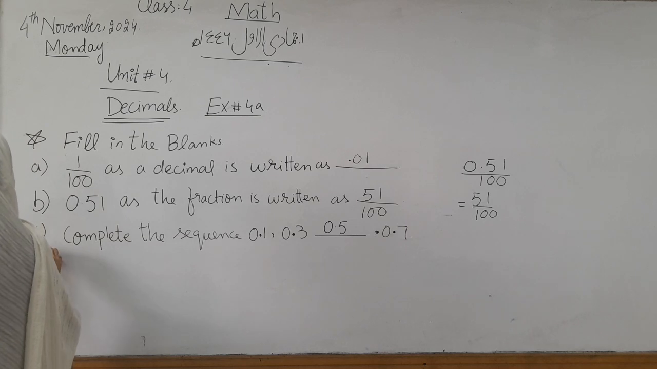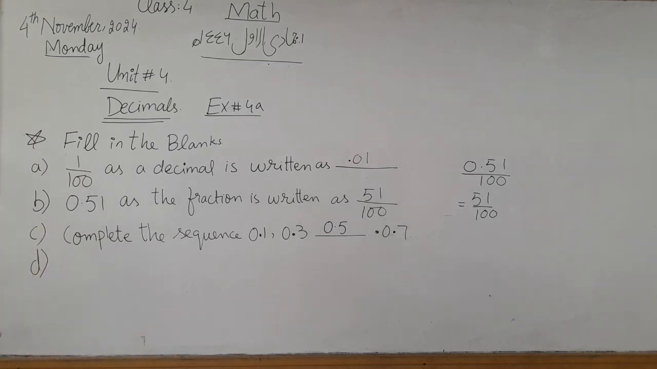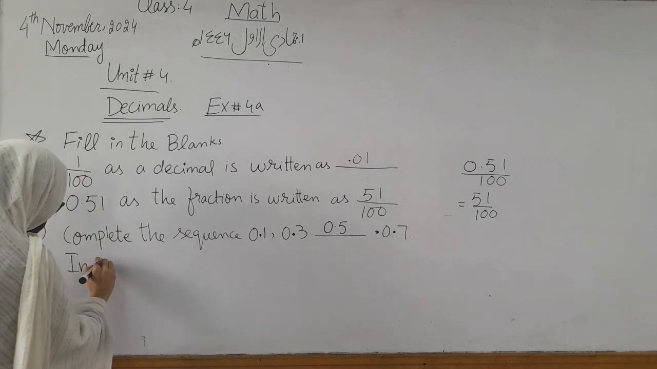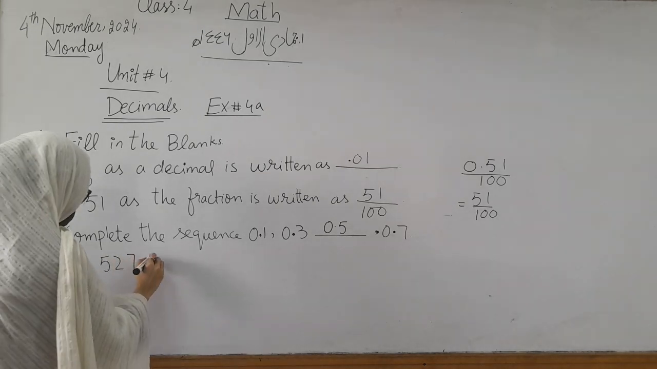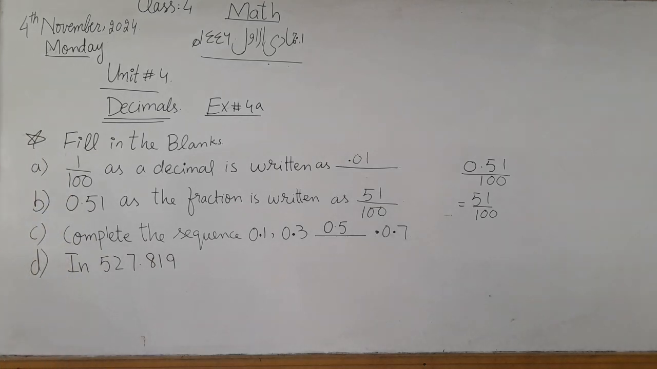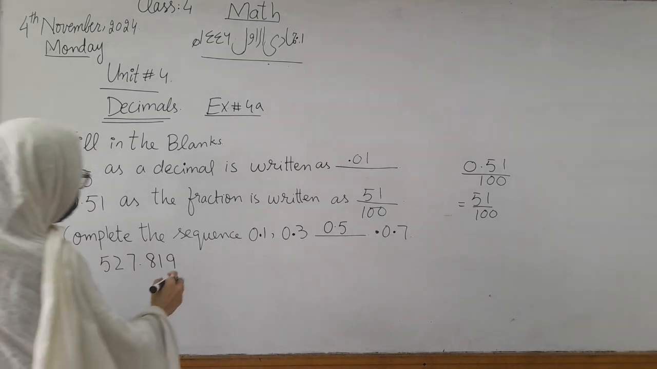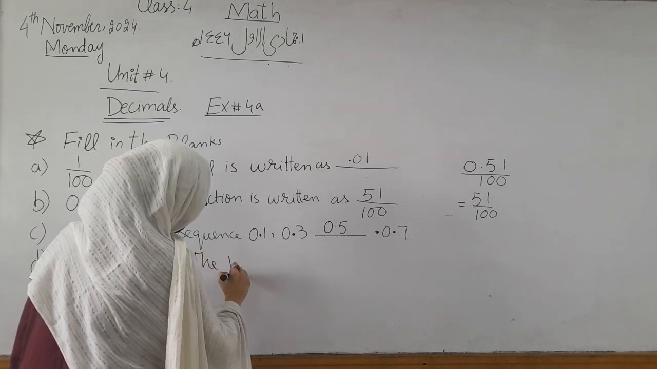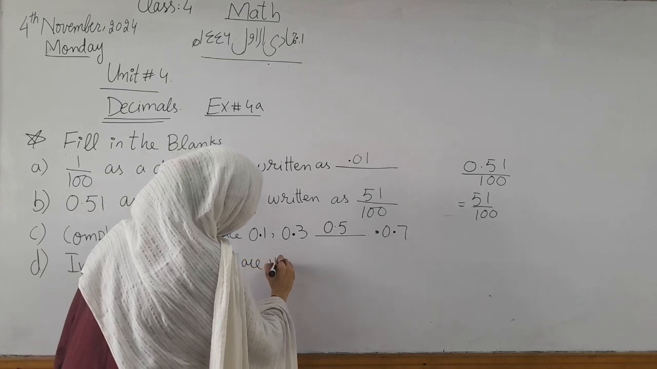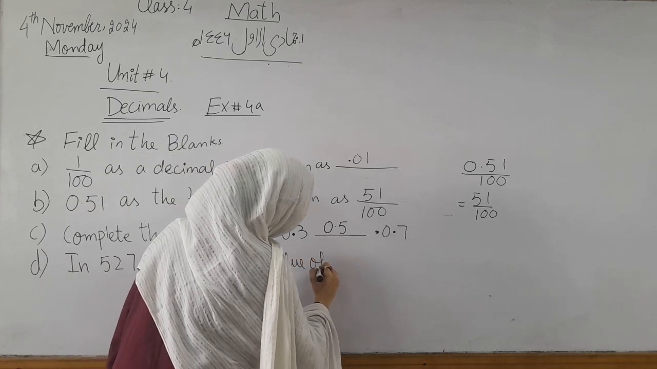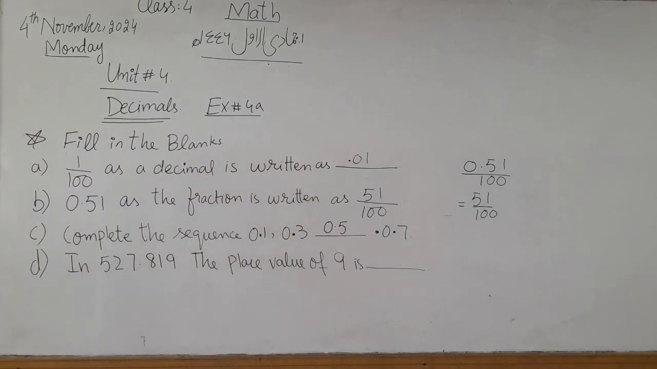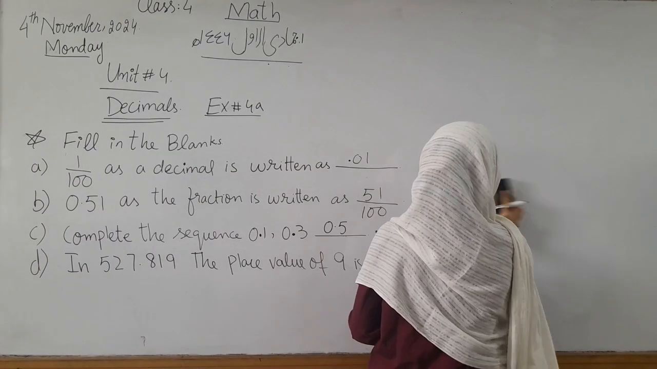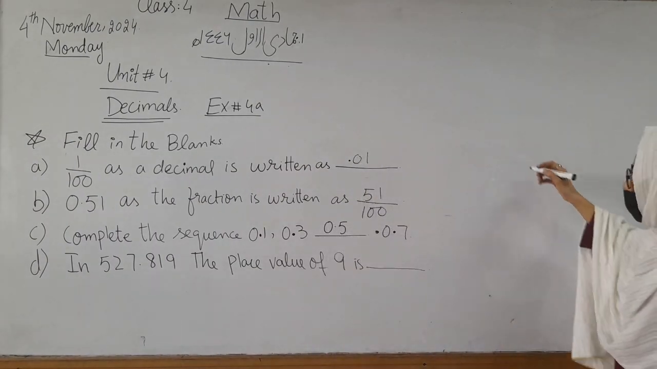Now in G part, we have 5 2 7.819. The place value of 9 is... the place value of 9 is... as we have already discussed how we will give place values.